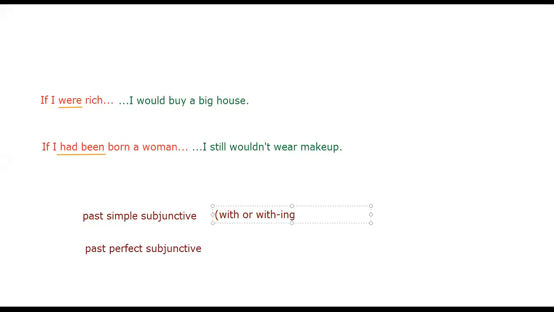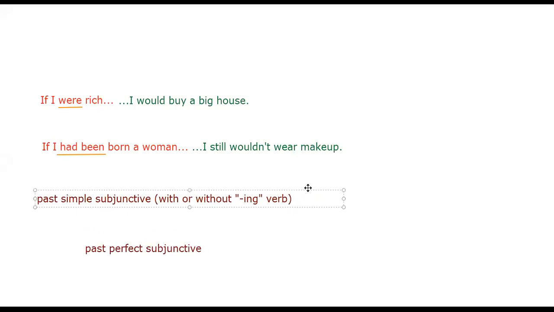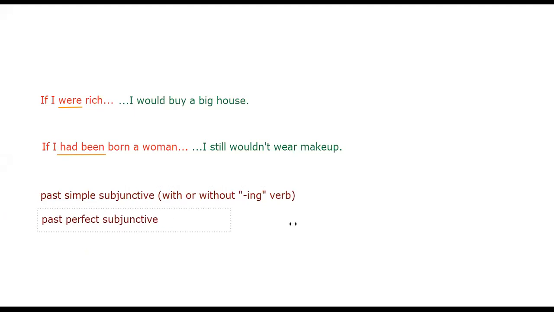The ing verb doesn't actually change the time of the thing. The past simple subjunctive works with or without an ing verb, and the past perfect subjunctive, with or without an ing verb. So that's why in the second conditional, we use were: if I were rich, I would buy a big house.